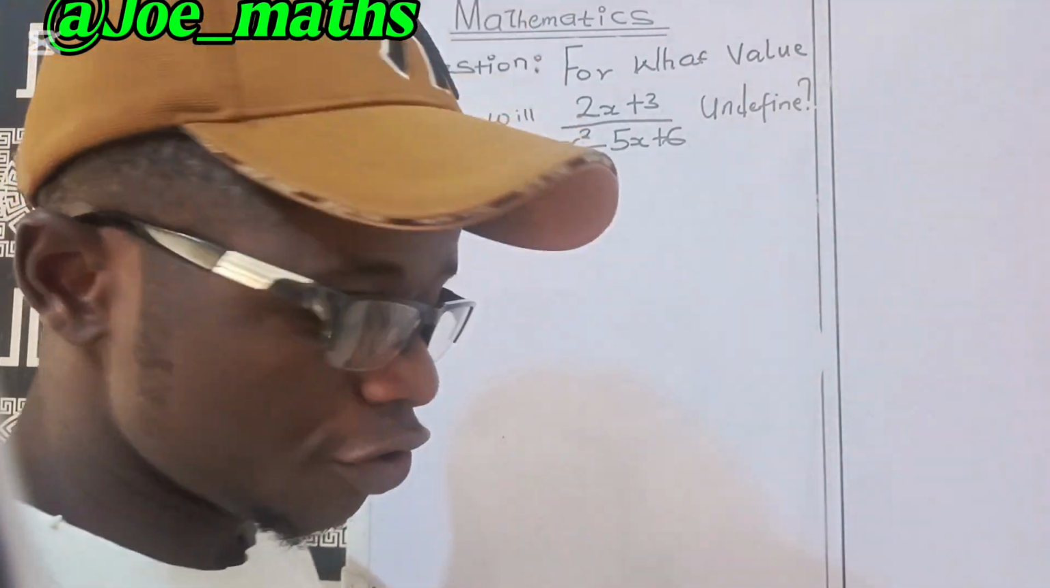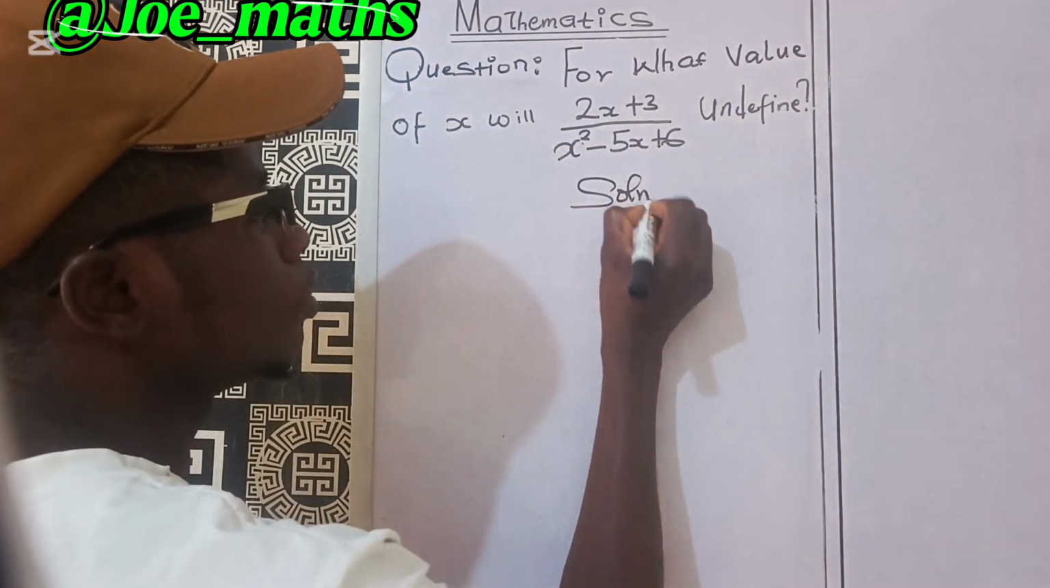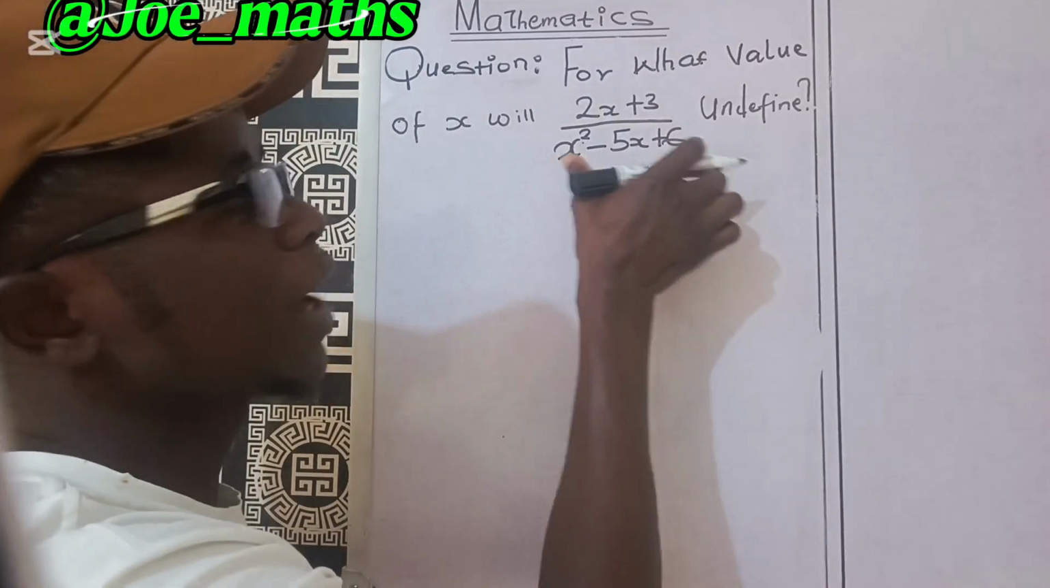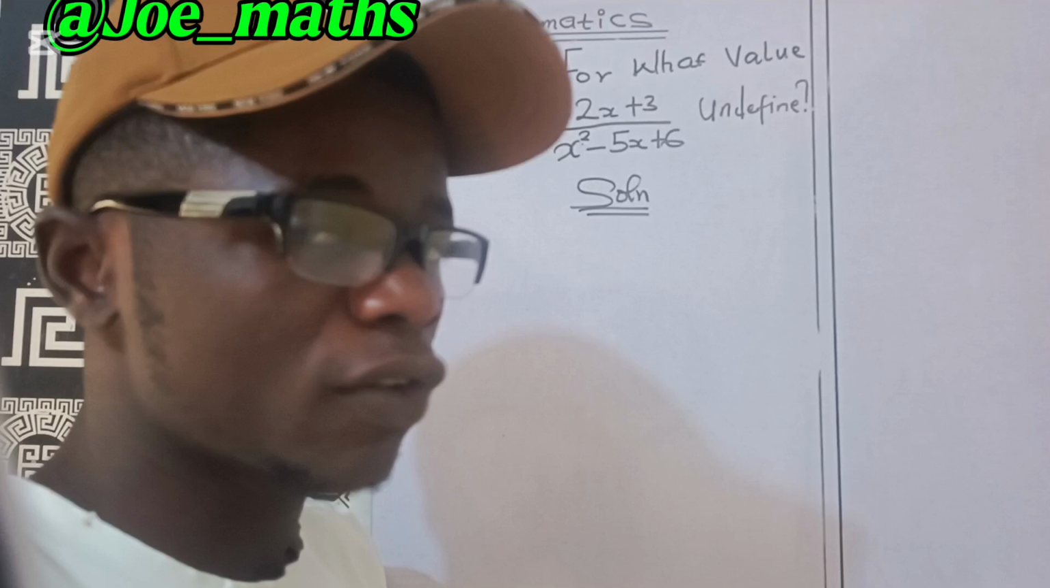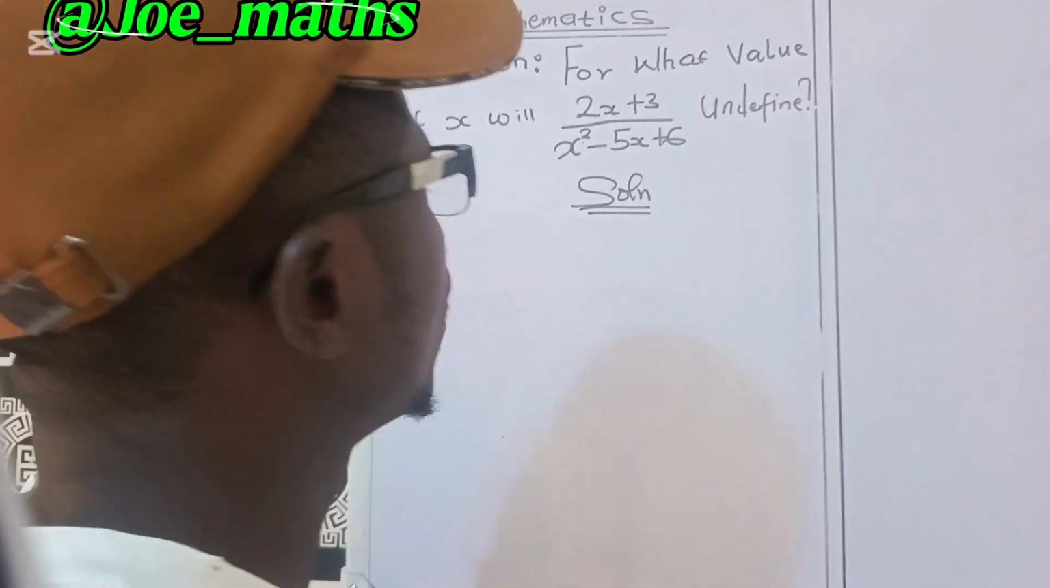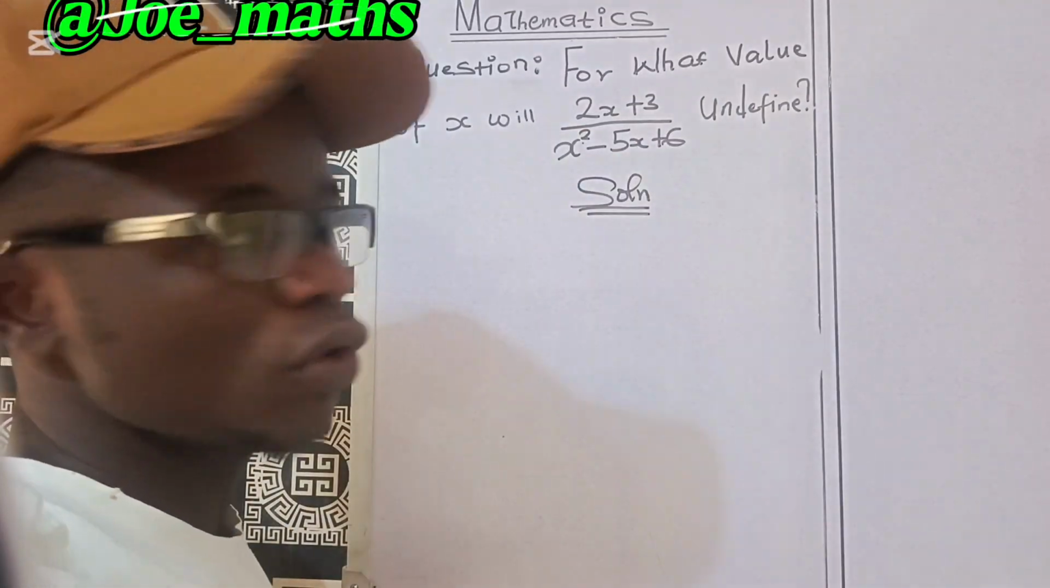So what do we need to do? We have to equate the expression we have at the denominator to 0. Then we solve for whatever value of x we have, and that is the required value of x. So let's equate this to 0 and solve.